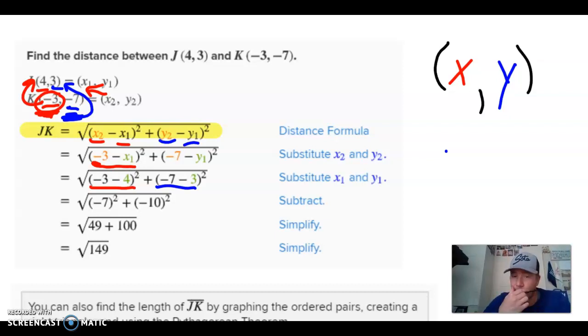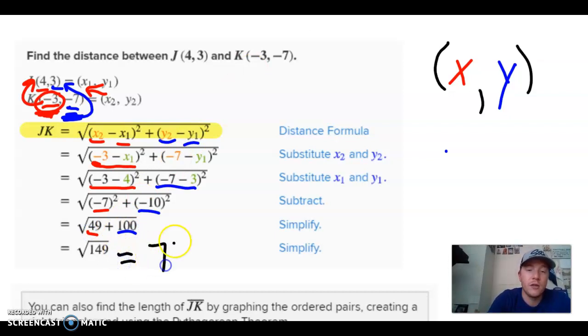All right? So when I've got my x2 minus x1, my -3 minus 4, that gives me -7. -3 minus 7 gives me -10. I square those two. Now, remember, when you square a negative number, it turns positive. Multiplying a negative by a negative will turn it positive. So you're going to end up with a positive 49 plus a positive 100. You'll get the square root of 149, which on a calculator, you're going to have is equals 7. Okay? So we end up with the distance of 7.